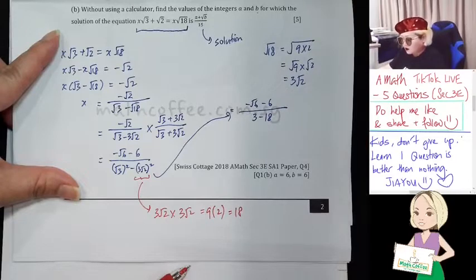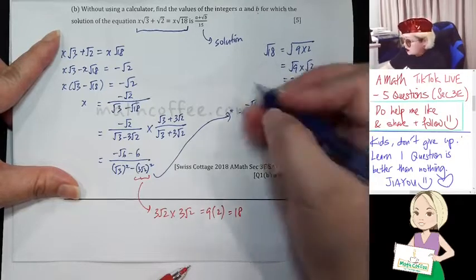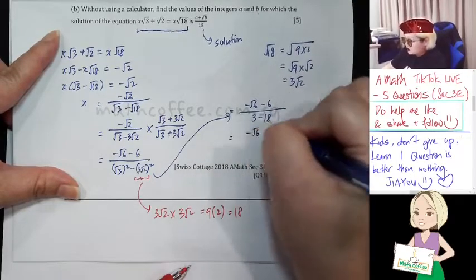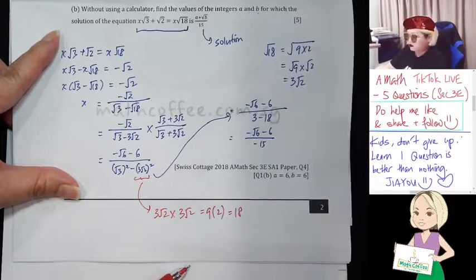This is express AMath. Normal academic AMath also applies, because this is in both normal academic and express. Okay, so it becomes minus square root 6 minus 6 over minus 15.